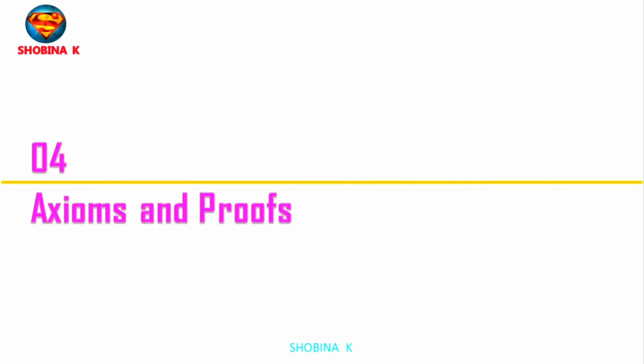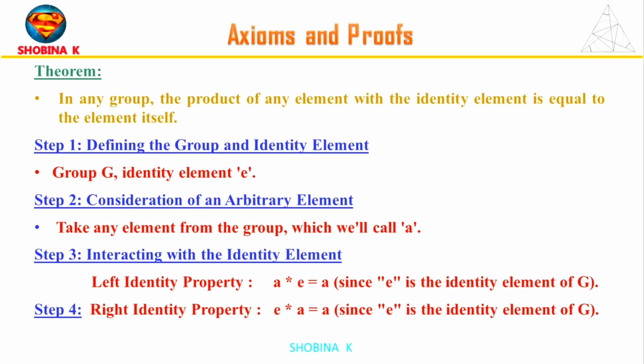Now let's see a simple theorem. This is a straightforward theorem and proof that illustrates the property of the identity element in a group. The theorem states that in any group, the product of any element with the identity element is equal to the element itself. Before we dive into the proof, let's outline the approach. First, we will start by defining a group and its identity element. Then we will show how this identity element interacts with an arbitrary element within the group.